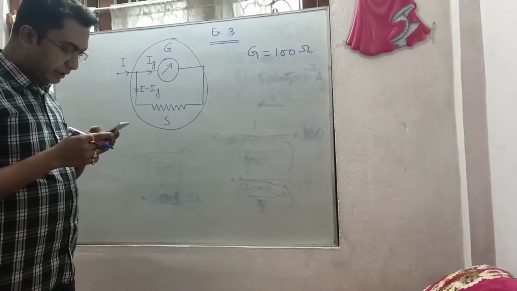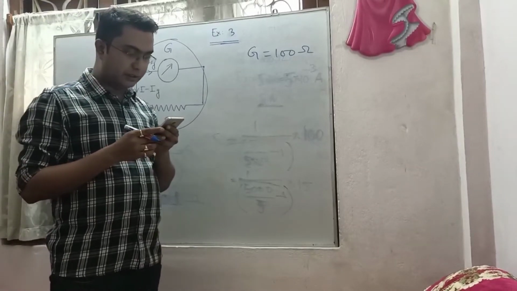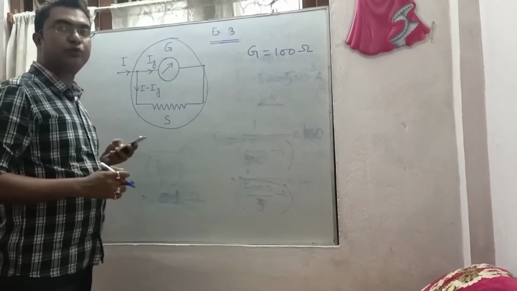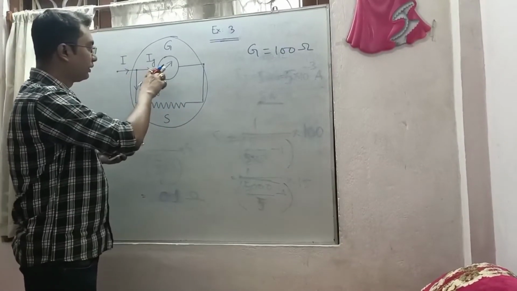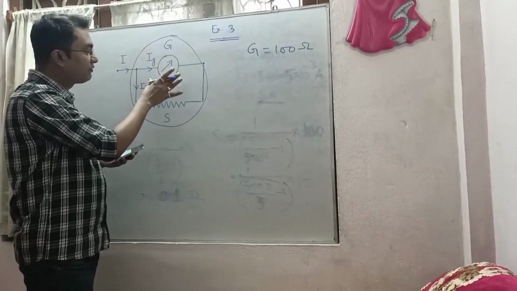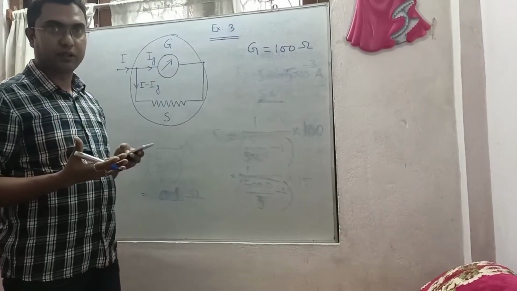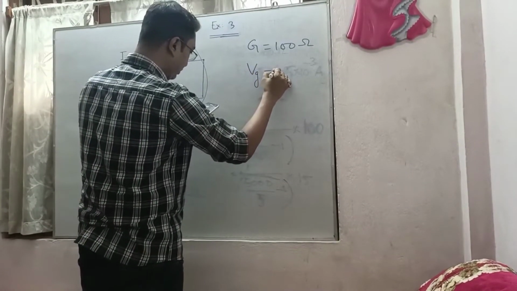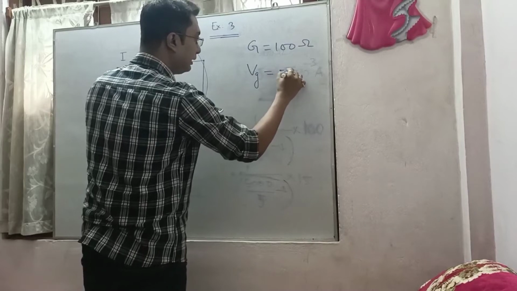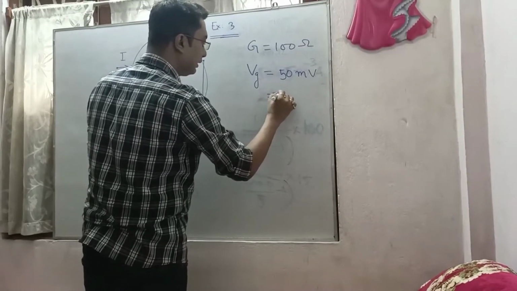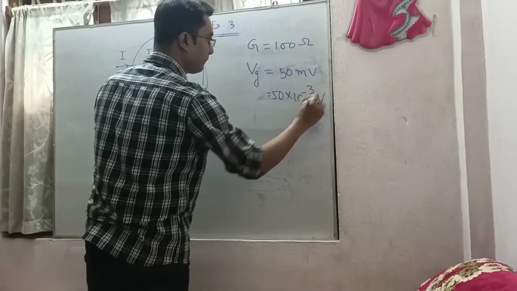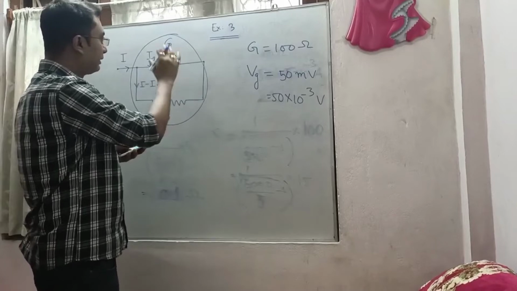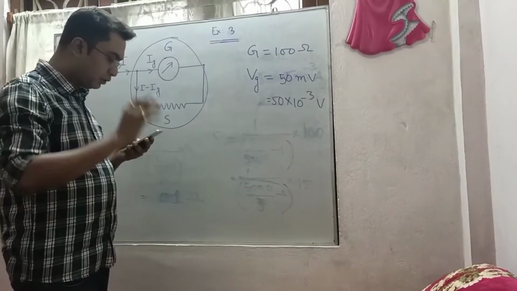A difference of potential of 50 millivolt between its terminals gives a full scale deflection. Now, when the galvanometer shows full scale deflection, when the maximum current Ig flows through it, then the potential difference across its ends is the maximum voltage, that is Vg. So Vg is equal to 50 millivolt, that is 50 into 10 to the power minus 3 volts. Then the maximum current Ig flows through it, but the value of Ig is not given.